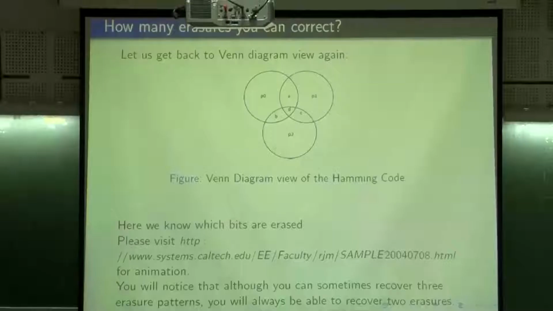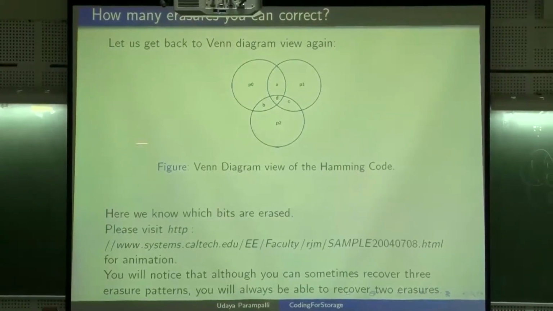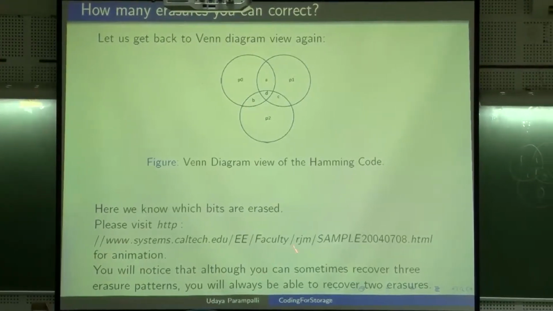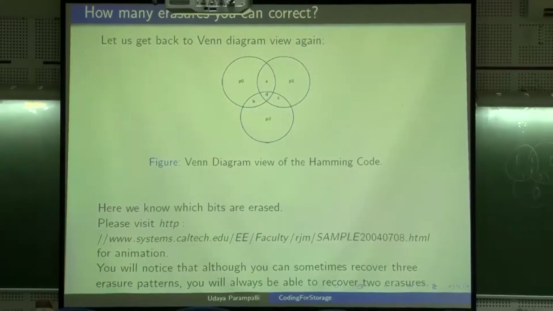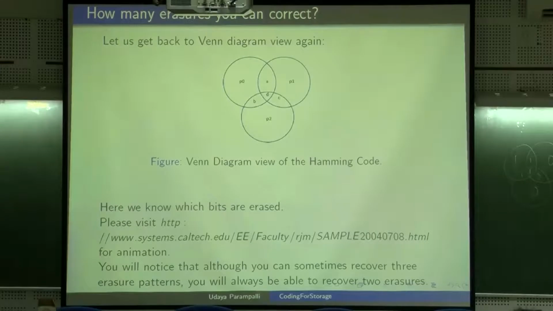Now let us get back to how many erasures you can correct. That is what I did. So you can say get back to the Venn diagram. You will notice that although you can sometimes recover 3-erasure patterns, you will always be able to recover 2 erasures, and that proof comes from the Venn diagrams there. Any 2 missing bits can always be recovered because you have 3 different equations.